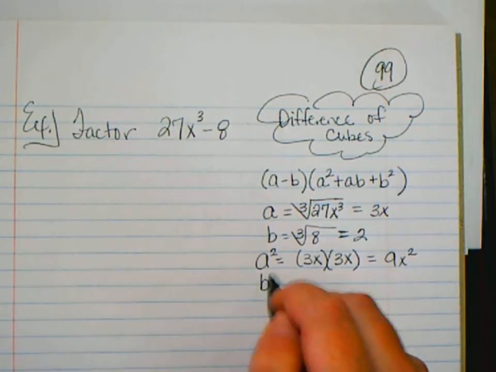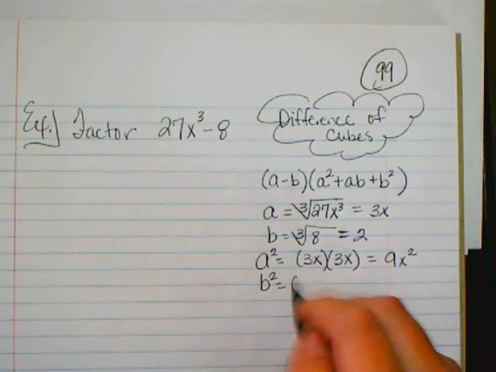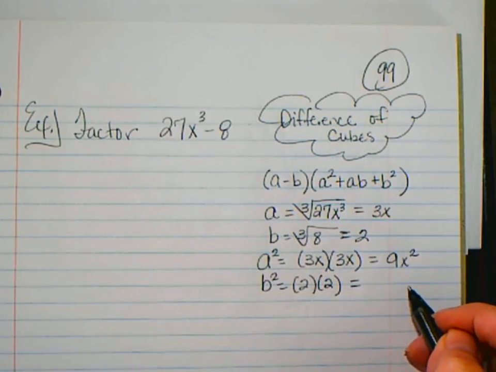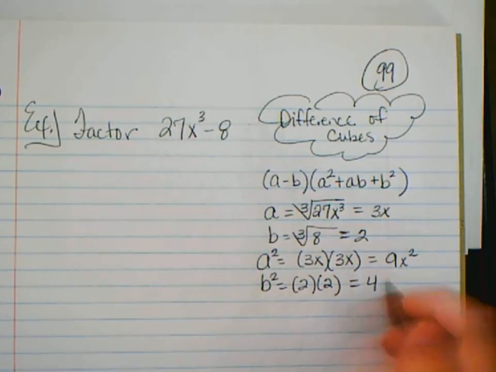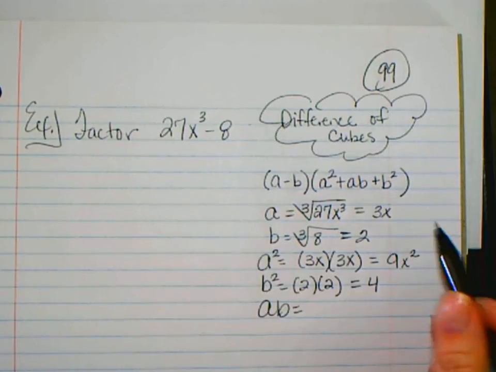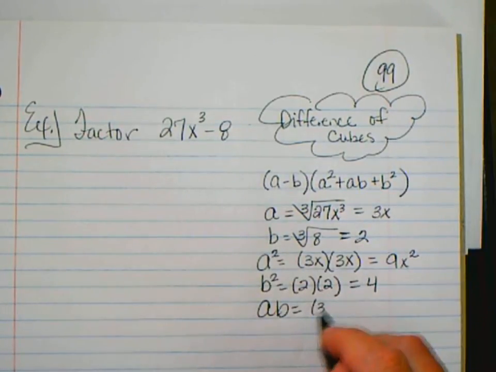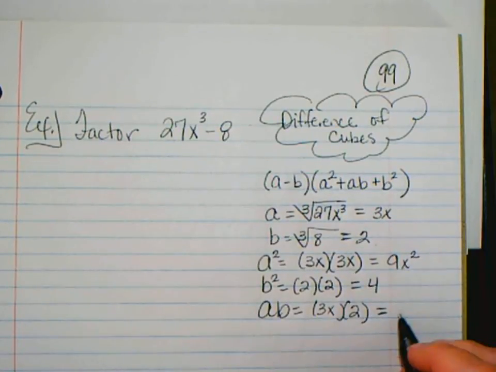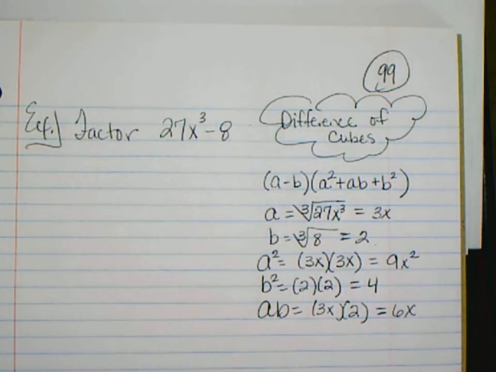B squared. Take what you found for B and square it to get 4. Good. It's a tough one. A times B, AB. A is 3x times B is 2. So AB will plug in 6x. Now we have all our parts. We just have to plug it into the pattern.